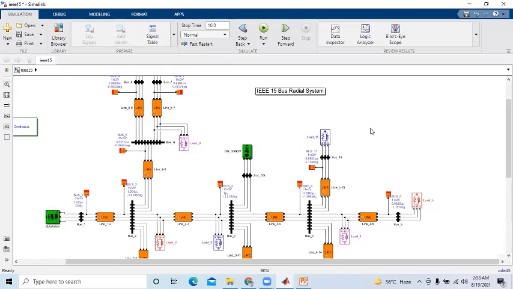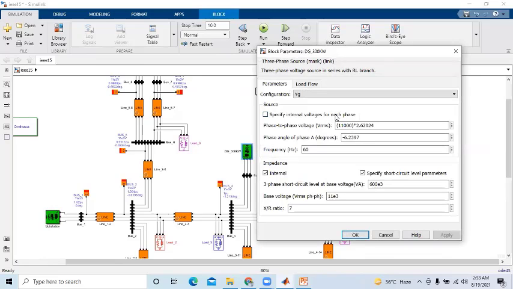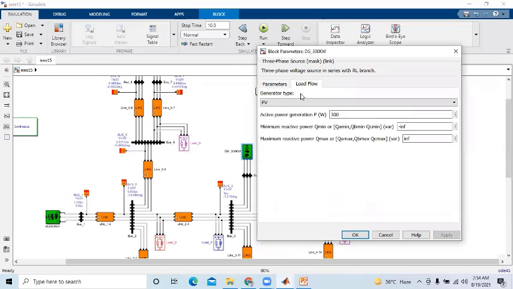system. In the DC generator system, it is also considered as an 11 kV supply voltage with a phase angle of minus 6.2397 degrees, and the internal impedance and the short circuit level parameters have been mentioned over here. That is 600 kVA and the base voltage is 11 kV. The load flow is a constant PV bus. It is taken as a constant PV bus with an active power of 300, and the Q minimum and Q maximum are being ignored right now. We are not going to consider that.